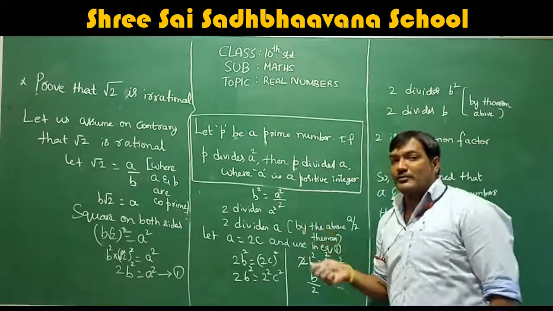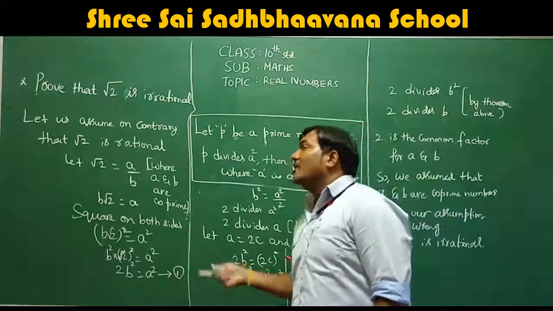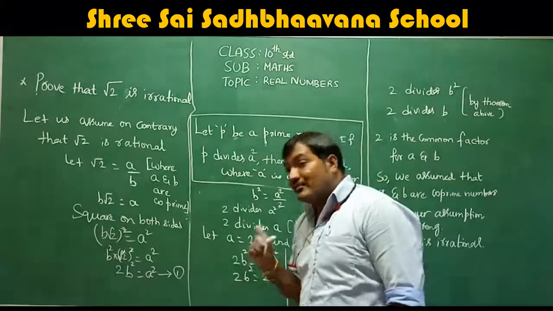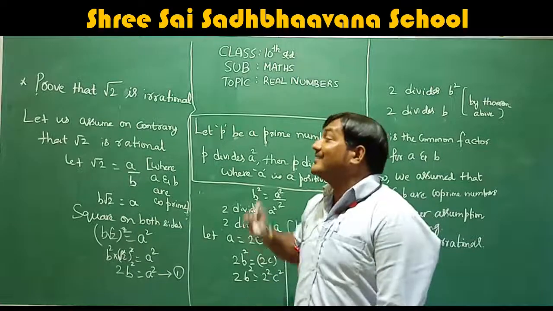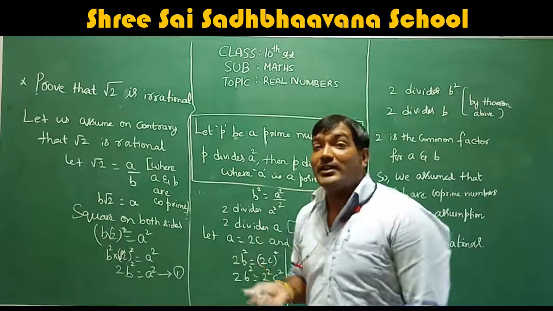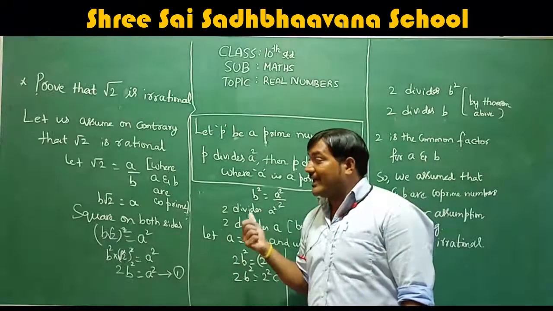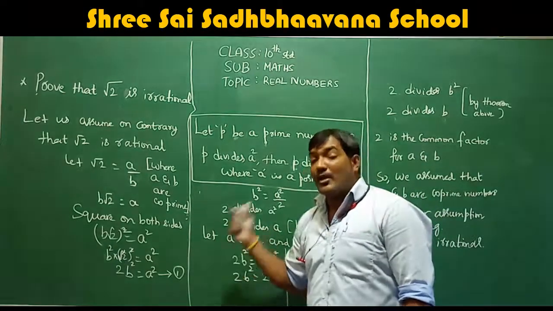That is a proof. Correct. So what I am doing, let us assume on the contrary that root 2 is rational. So I am assuming that root 2 is a rational number. And as we know, any rational number can be written in the form of p by q.